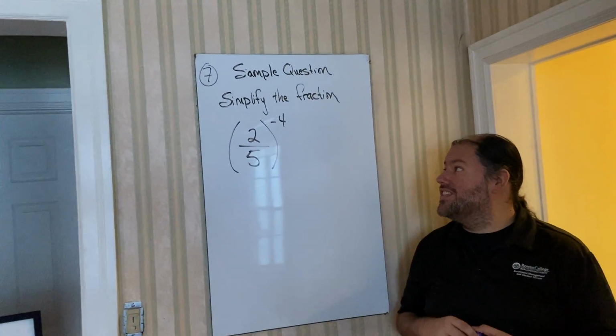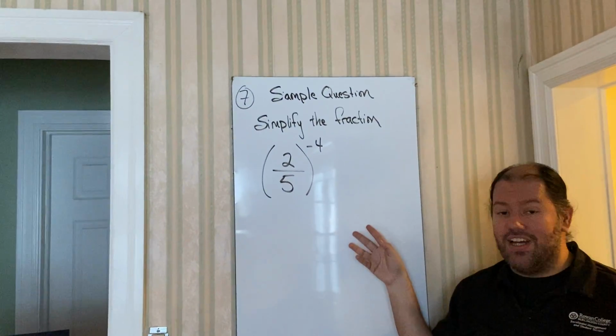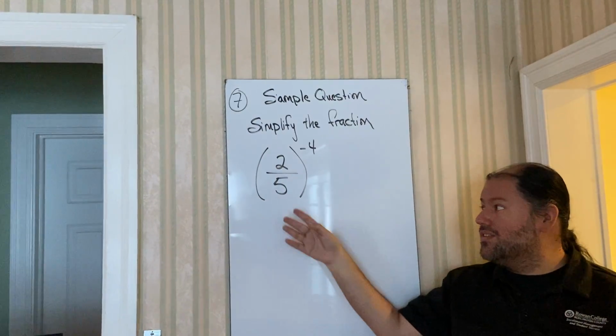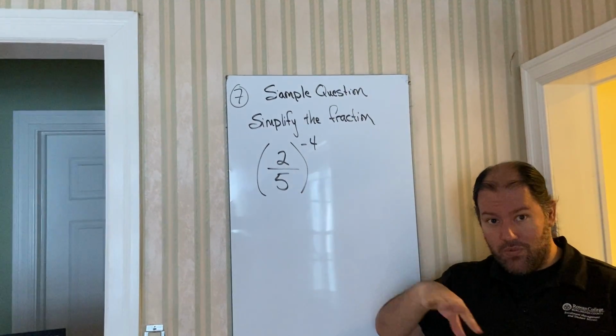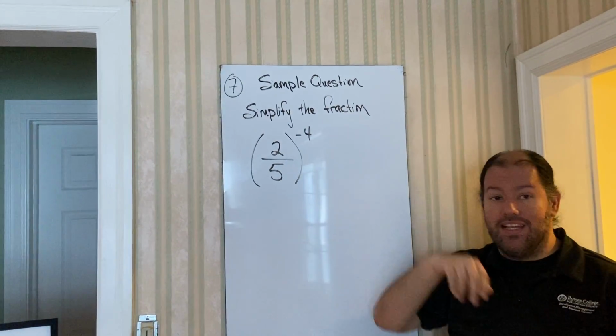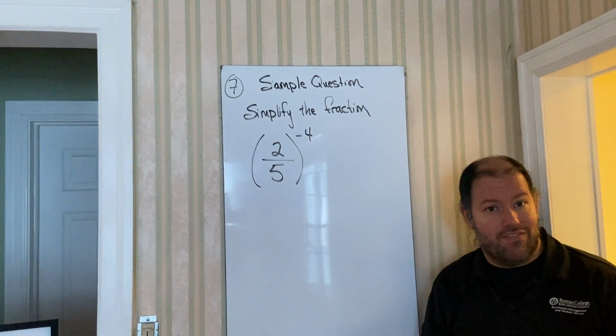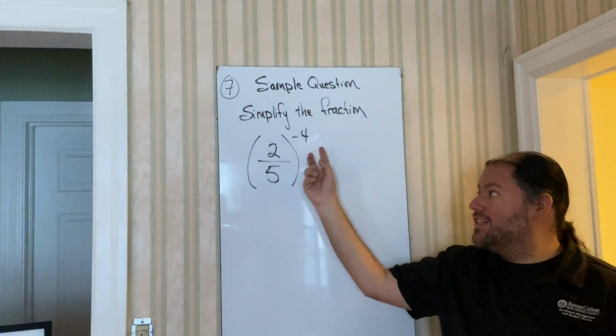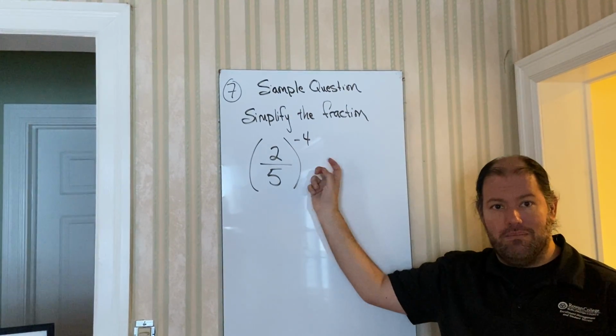Example question number 7. Here, they just want you to simplify the fraction. This one is a little bit of a combination of multiple rules that we've learned. Remember, you have a negative exponent, so we're going to have to get rid of that. And this is also in the format of a power rule.